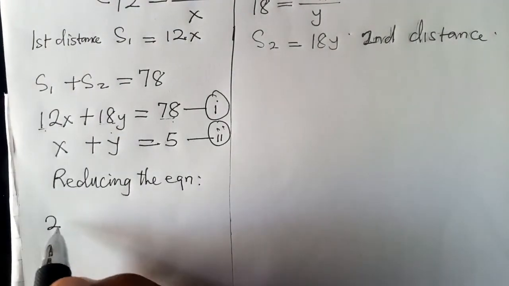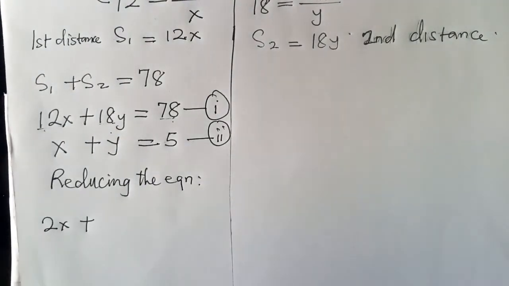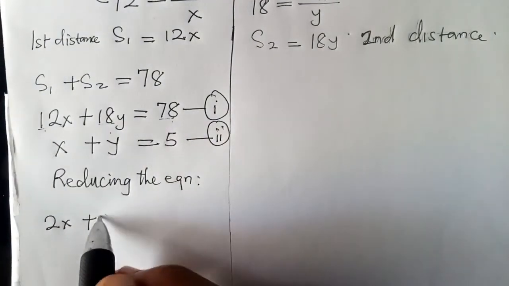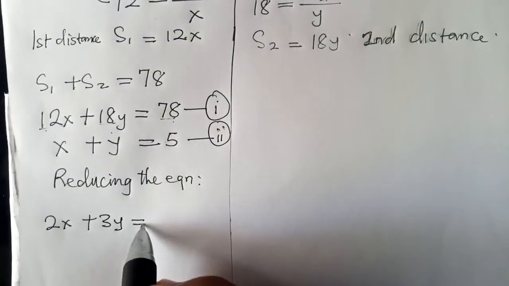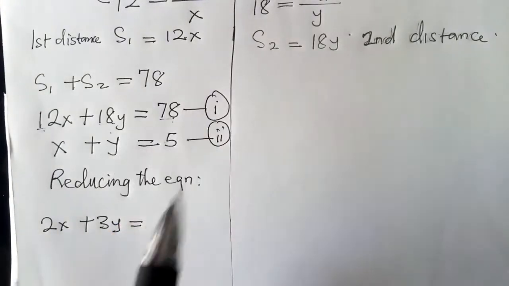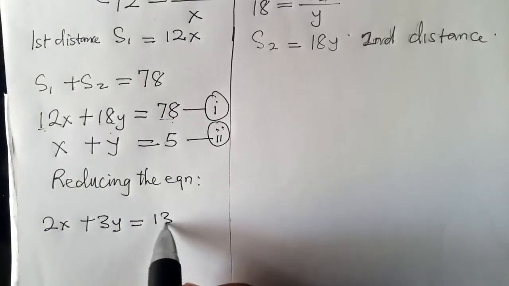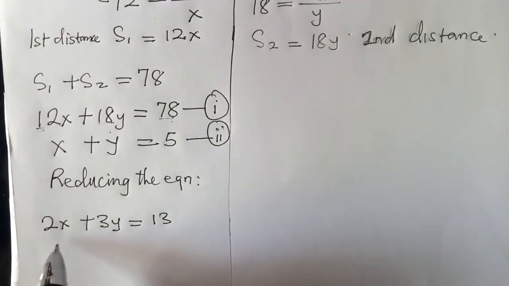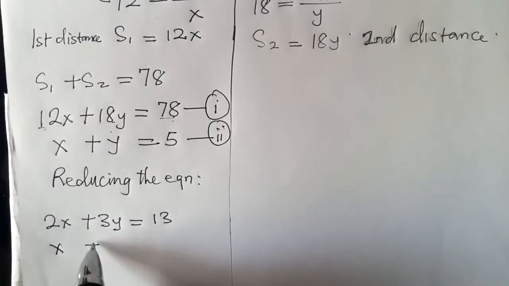Okay, now let's reduce equation 1. 12 divided by 6 will give you 2x. 18 divided by 6 is 3y. 78 divided by 6 will give me 13. So I didn't change the equation. Please, I didn't change the equation. I only reduced them to smaller numbers so that I can work with it.